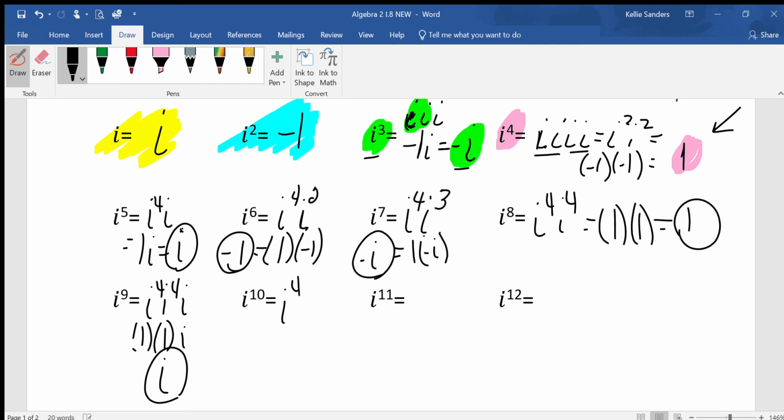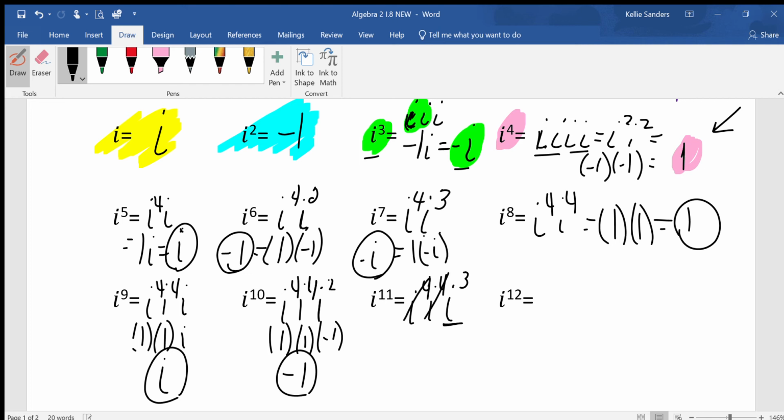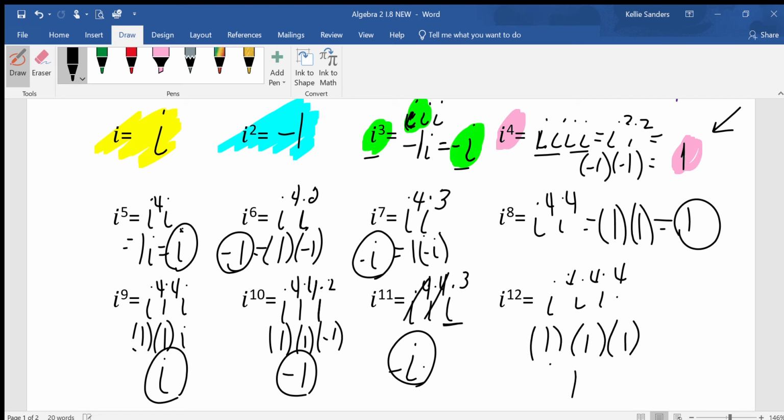i to the 10th, i to the fourth, i to the fourth, i to the second. 1 times 1 times negative 1 is negative 1. So what's going on with these i to the fourths? Have you figured out that they're really not necessary? I don't care about that i to the fourth, because it's just a 1 times 1. What I care about is how many are left over after I take out my i to the fourths, which is i to the third, which is negative i. i to the fourth, i to the fourth, i to the fourth: 1 times 1 times 1, which is 1.